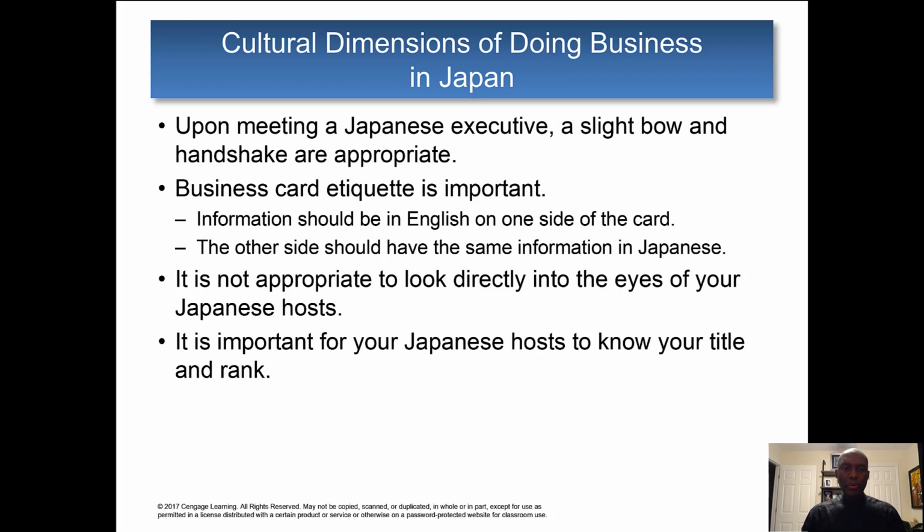Handshake is acceptable. Business card etiquette: accepting somebody's card with both hands, take it, look at it, study it, turn it over, look at it some more before you put it away. Here in America, we get somebody's card and put it in our pocket or portfolio, and that would be considered rude in Japan, because it means it's not important if you put it away right away. And so in Japan, there's a whole etiquette towards exchanging business cards.